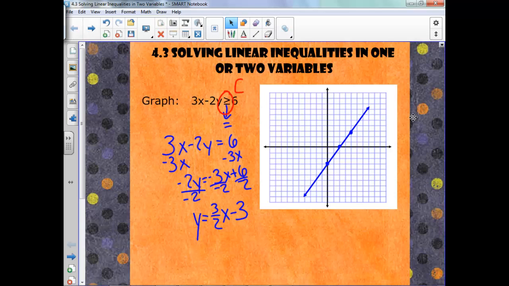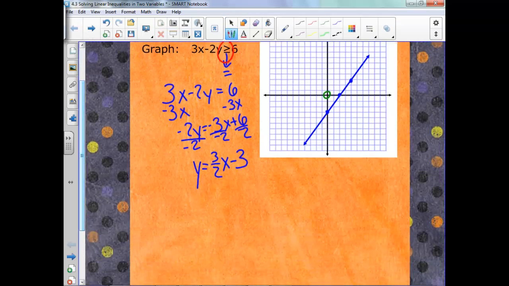And now we're going to be having all the points that make this work. It's not just the points on this line. You want to pick a test point. And the key thing is your test point cannot be on that line. Usually 0, 0 is your easiest test point as long as it's not on the line. So let's go ahead and use that test point and plug that into our original.